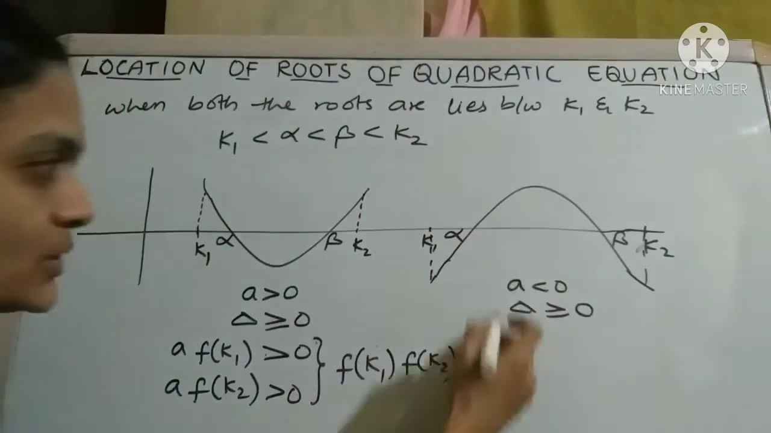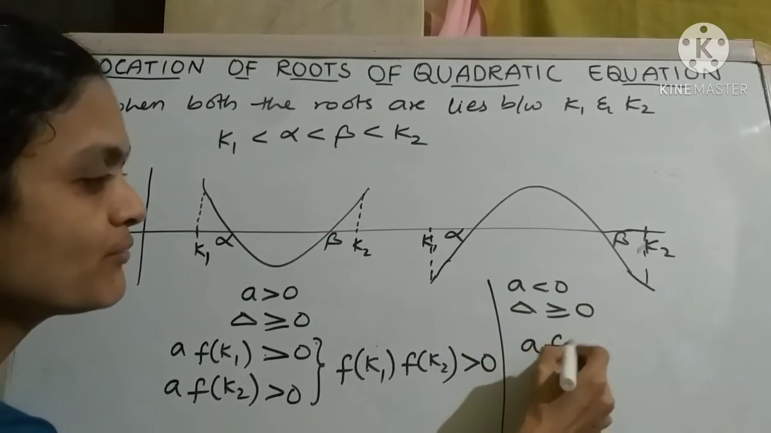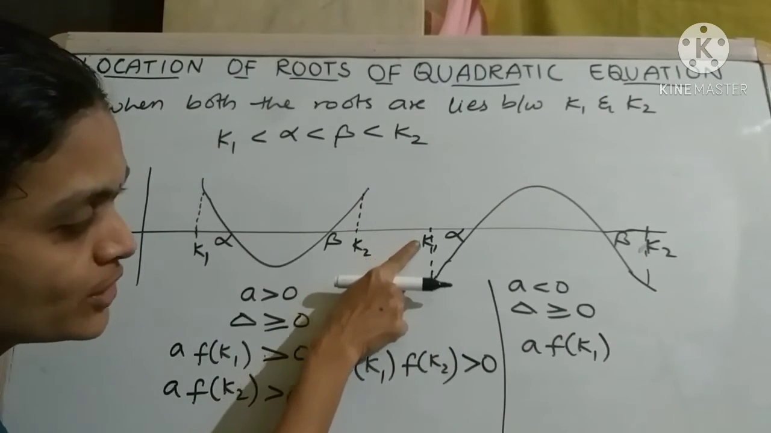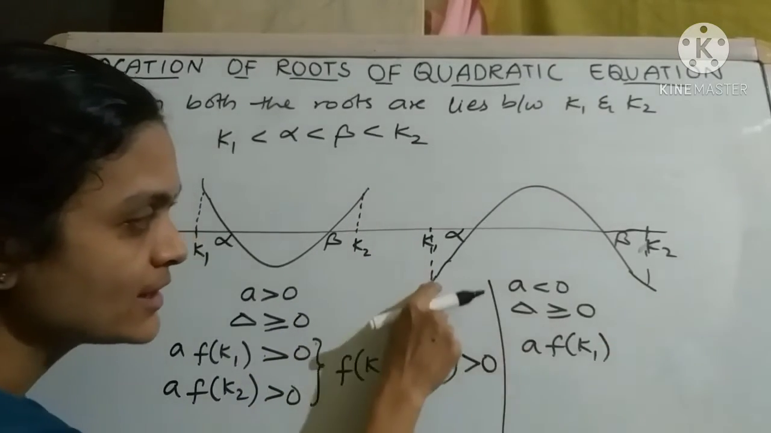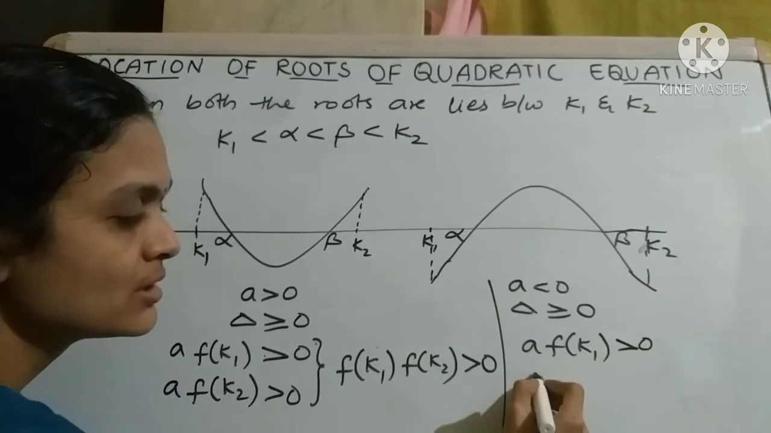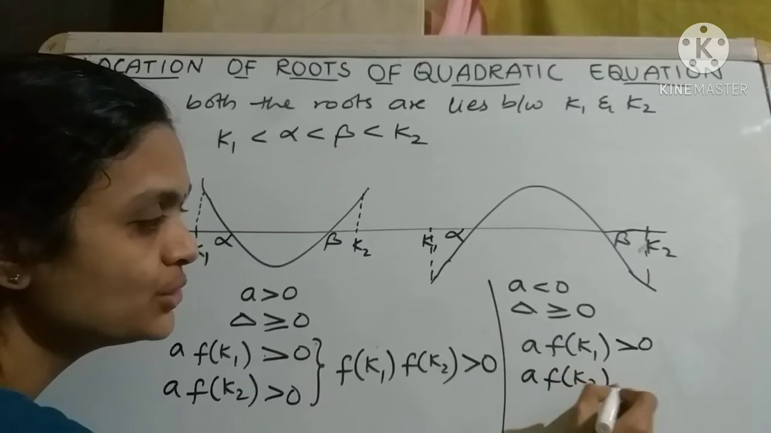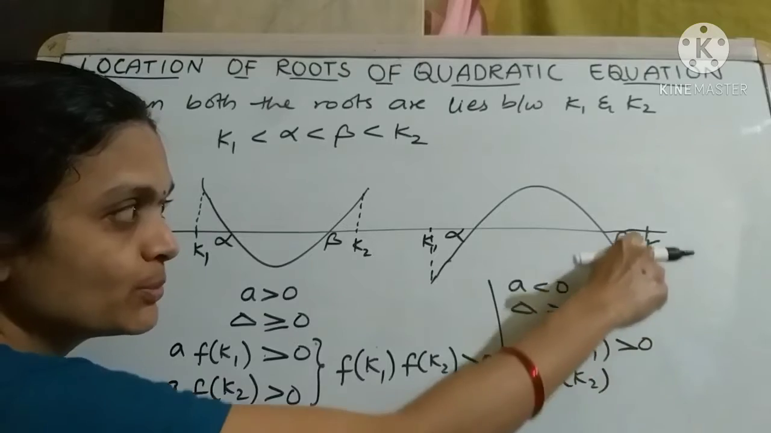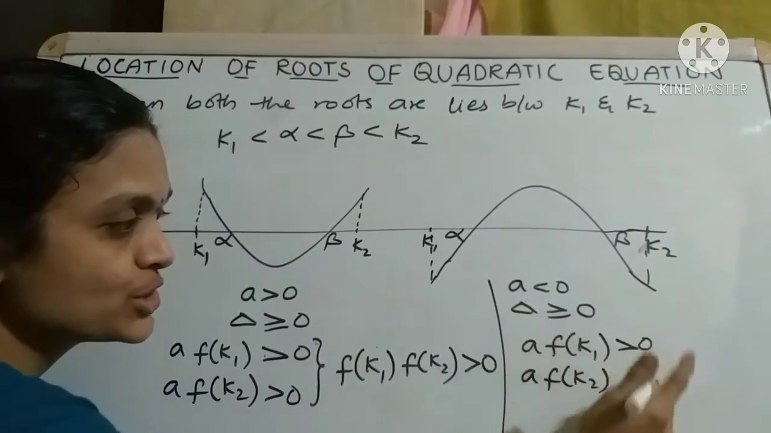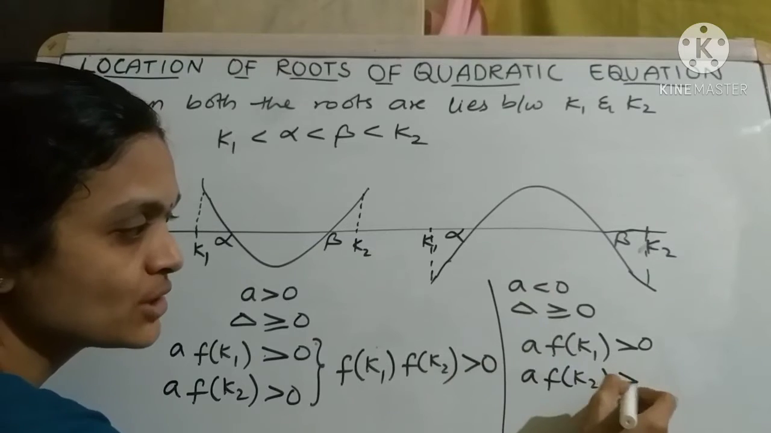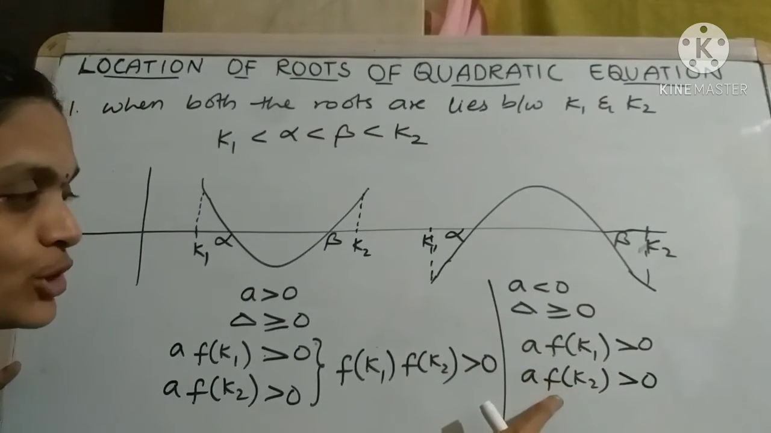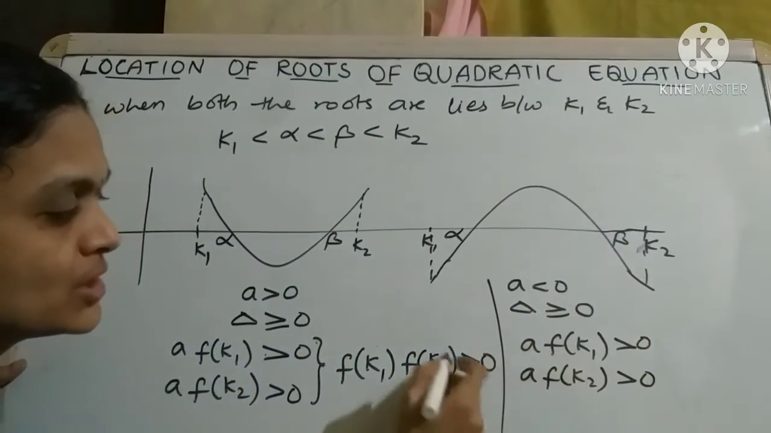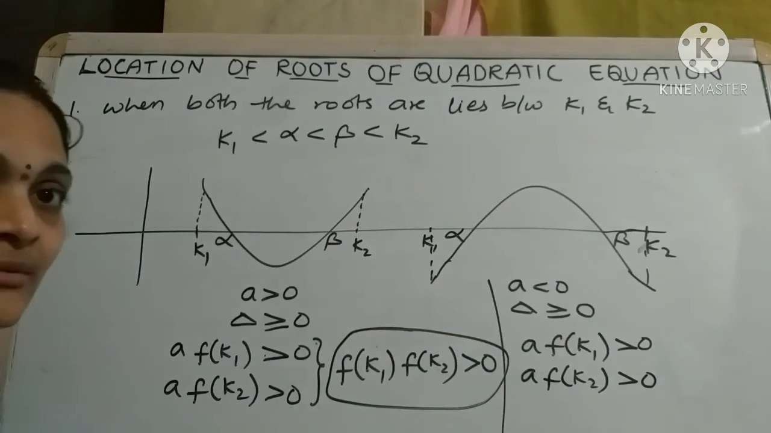And what about here? Here a into f of k1. a is less than 0, and k1, this point, touches the parabola at the downward region, no? Minus into minus is greater than 0. a into f of k2 is also the same. a less than 0, and at the point k2 the parabola is at a downward position only, no? So negative into negative is always greater than 0. And then see the product: f of k1 into f of k2. f of k1 negative, f of k2 negative. Negative into negative is greater than 0 only. Okay, this is the first case.